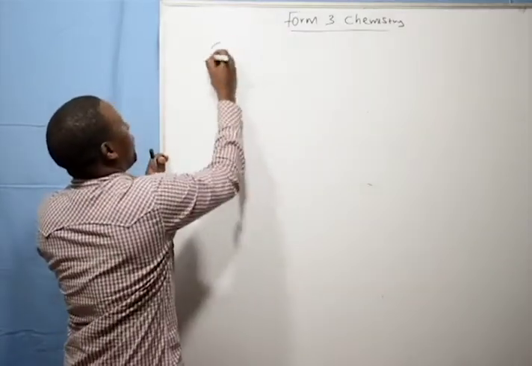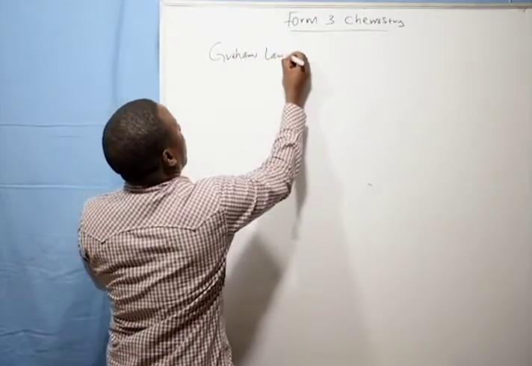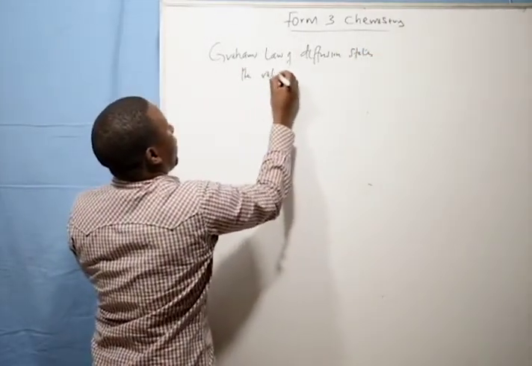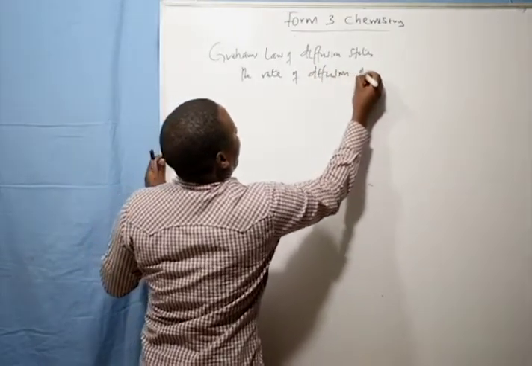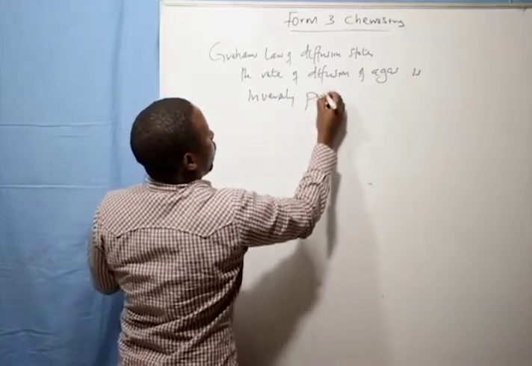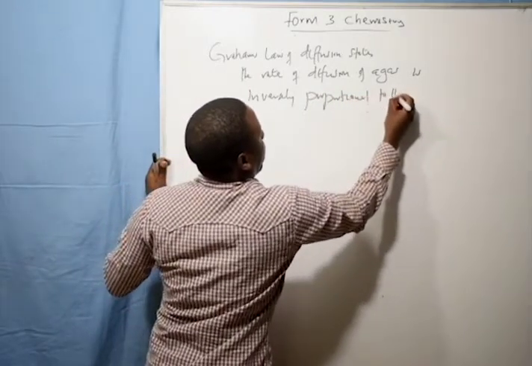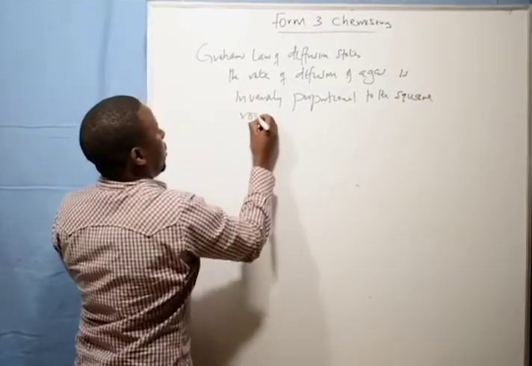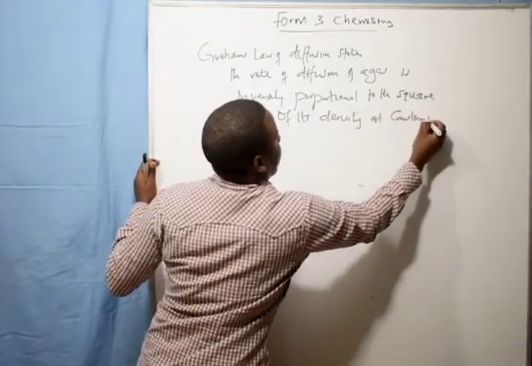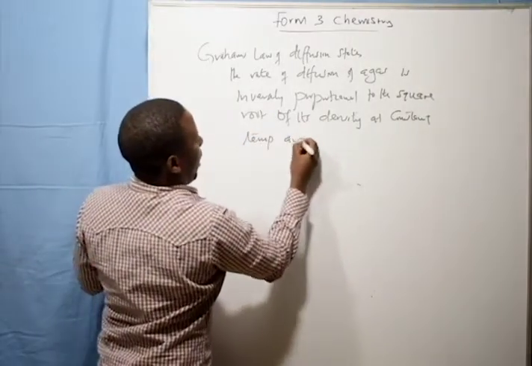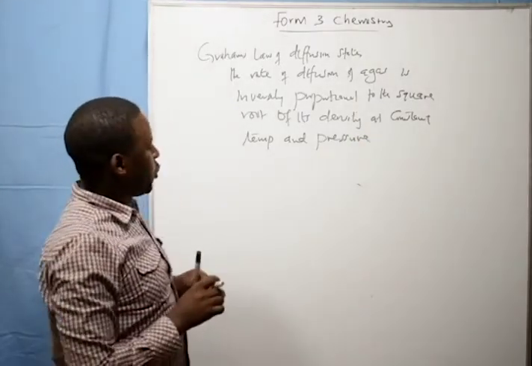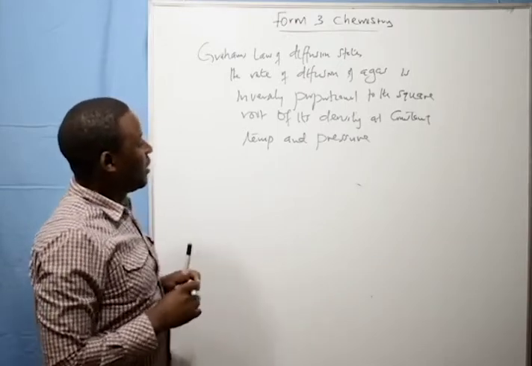Graham's law of diffusion states that the rate of diffusion of a gas is inversely proportional to the square root of its density at constant temperature and pressure.